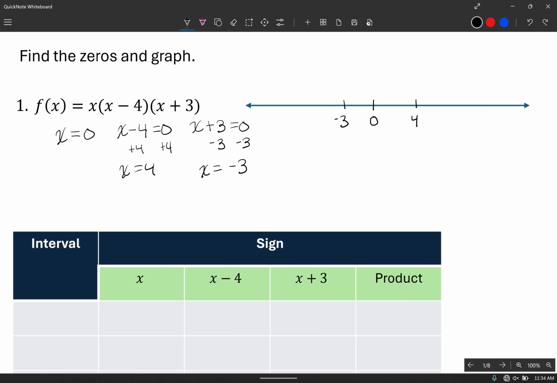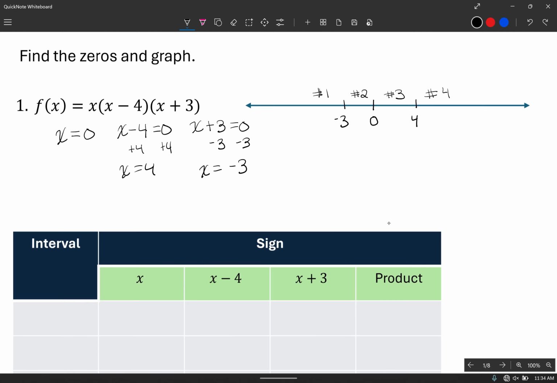we have four sections. All right, we'll call this section number 1 to the left of the negative 3. Section number 2 would be between the negative 3 and the 0. Section number 3 will be between 0 and 4. And section number 4 is going to be on the right side of 4. So we have four intervals where our graph is going to be doing different things.